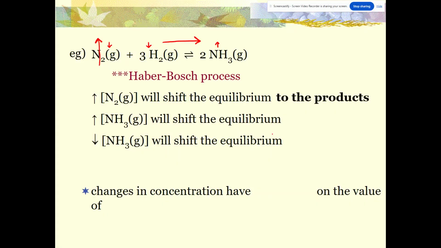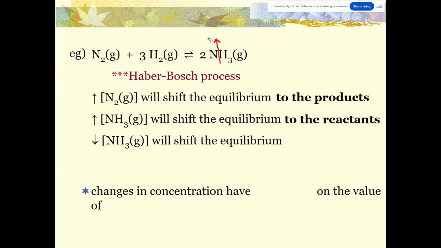And we're going to look graphically at what that looks like, okay? So when you add something, it shifts to the opposite side. Next, I'm going to add some ammonia. So I'm going to increase the concentration of the ammonia because I'm adding it. What's then going to happen is it's going to shift to the reactant side. So when I add product, it shifts to the opposite side, which is the reactant side.